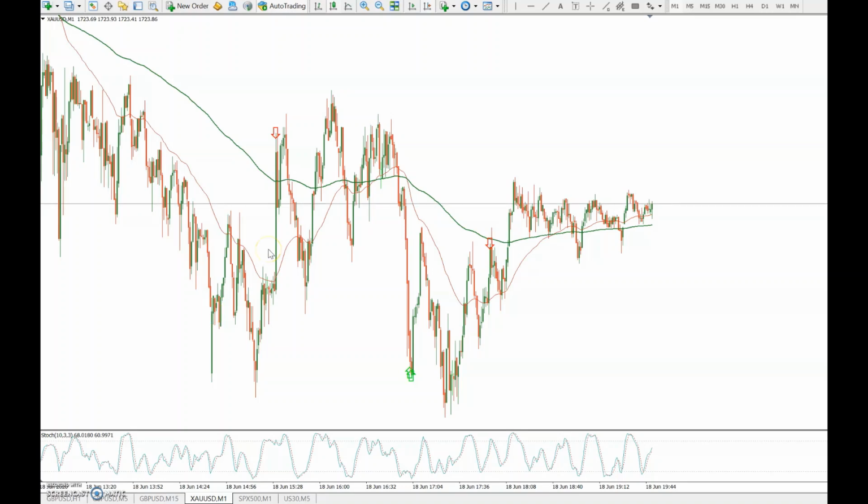Today we're going to be looking at a simple but very effective scalping strategy that you can start implementing today.